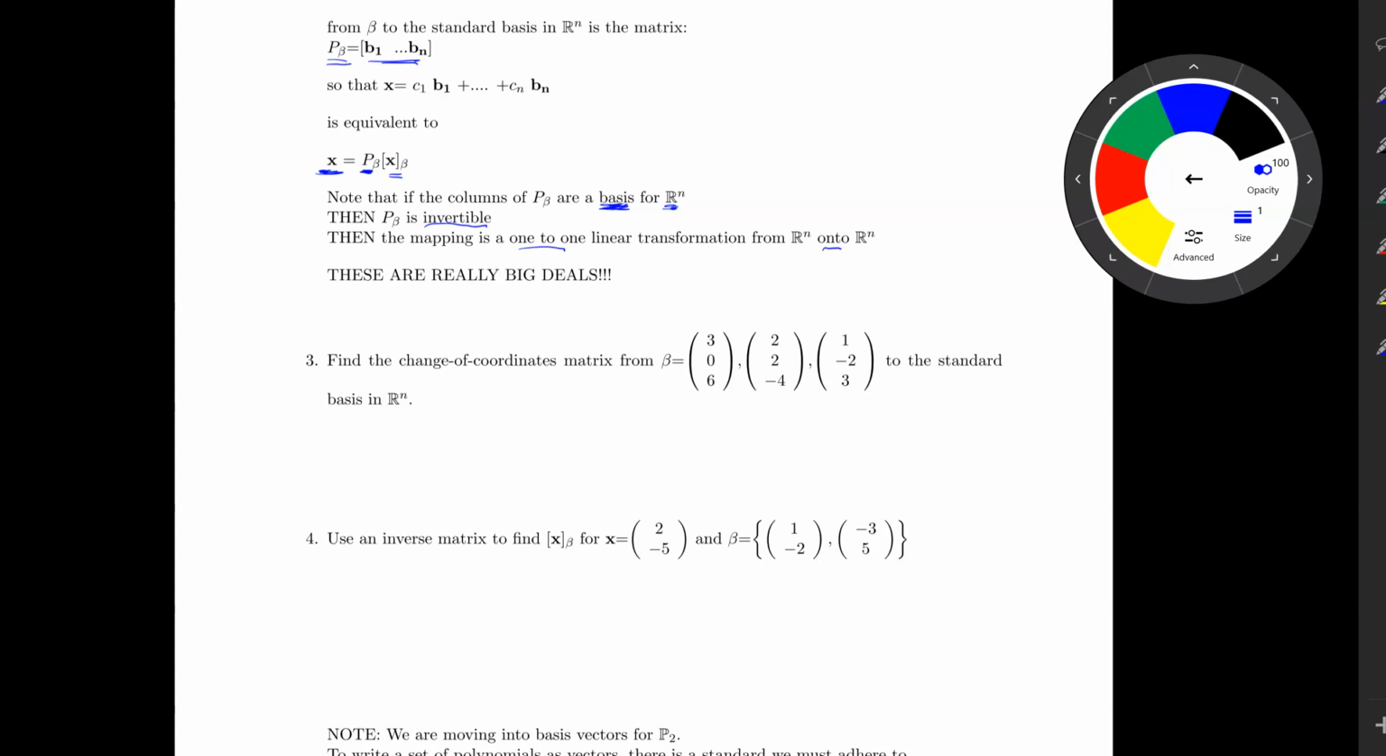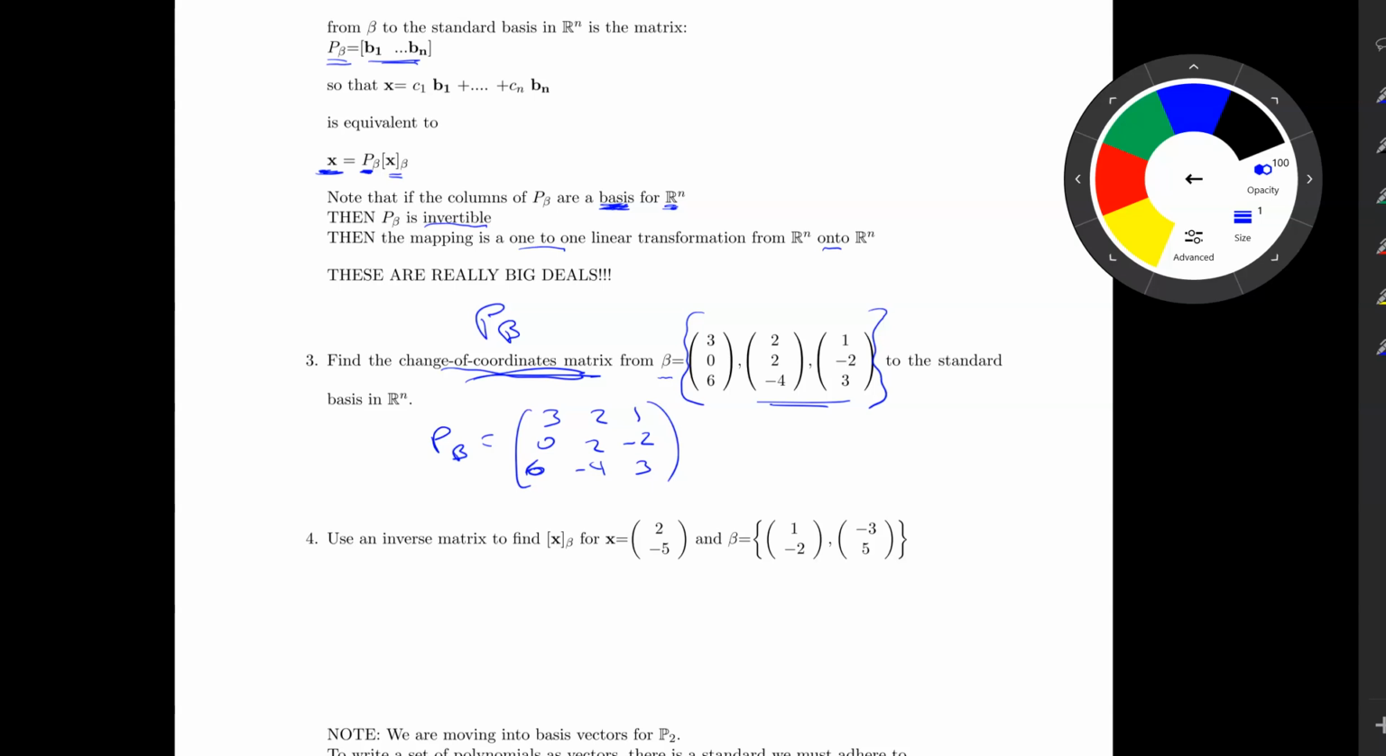All right, so let's look at this next example. So I'm asking you here, this is the basis. I guess I should have put in these little parentheses in here. Okay, find the change of coordinates matrix. So that just means find P sub beta. Well, that just means you're putting these vectors together into a matrix. Oops, 6. I meant negative 4, 3. So there's the matrix, the change of coordinates matrix, using this as your basis vectors.